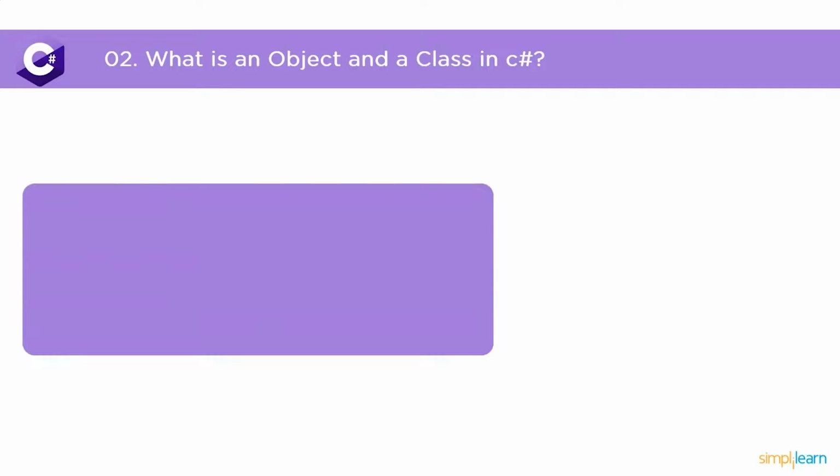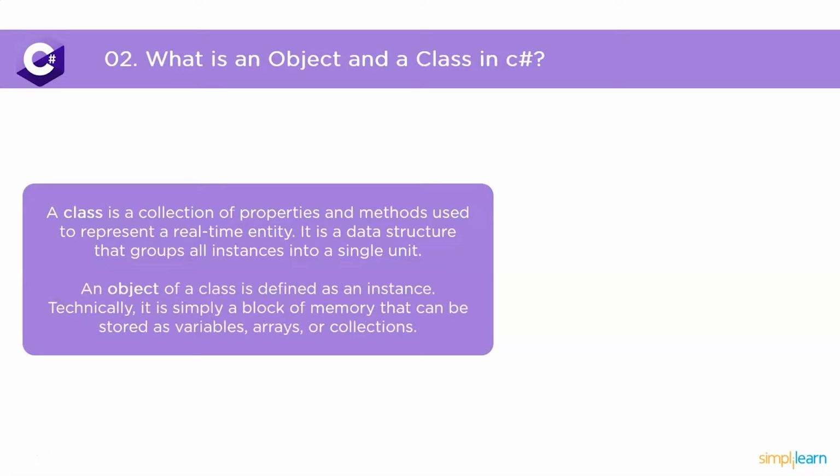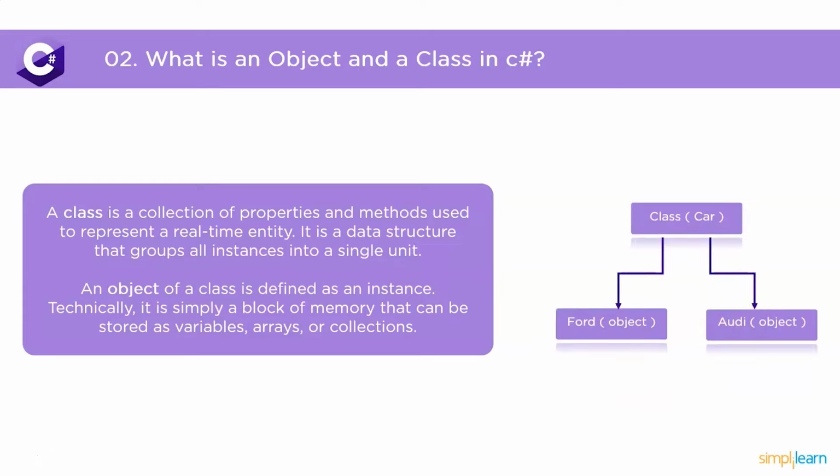The second question is, what is an object and a class in C#? The answer for this question is, a class is a collection of properties and methods used to represent a real-time entity. It is a data structure that groups all the instances into a single unit. Whereas an object of a class is defined as an instance. Technically, it is simply a block of memory that can be stored as variables, arrays, or collections. For example, the car is working as a class on my screen, and the objects are Ford and Audi, which are the car manufacturers.